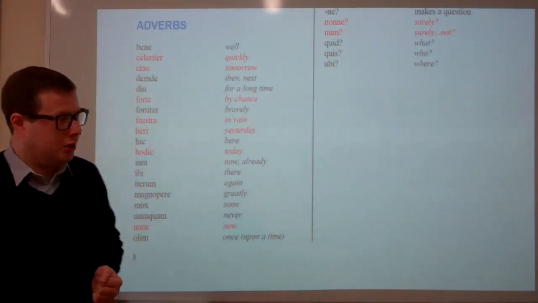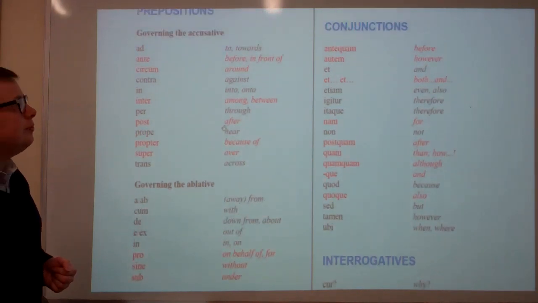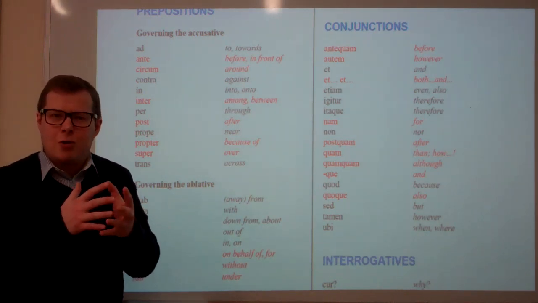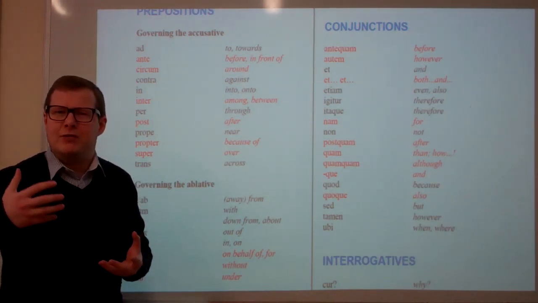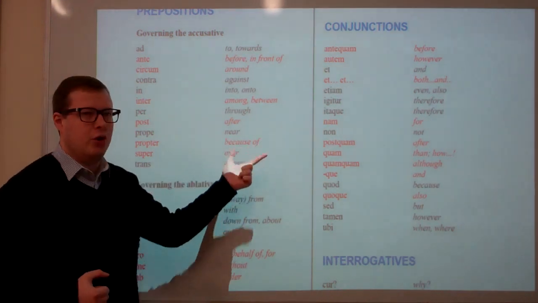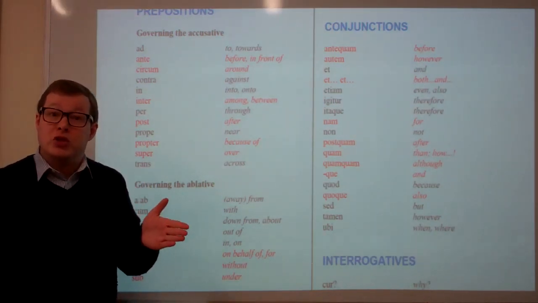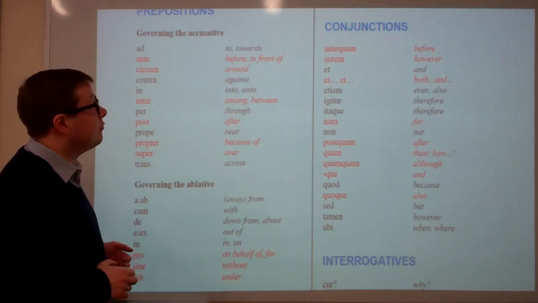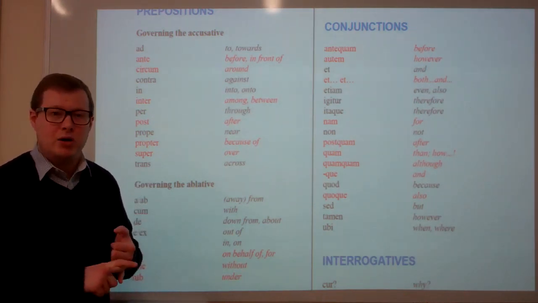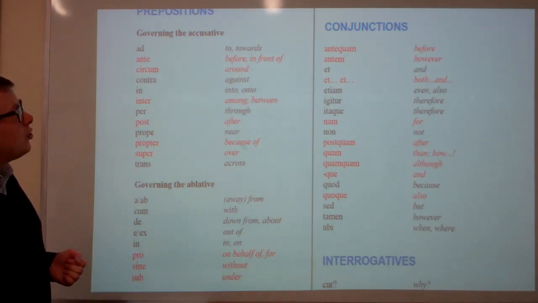Then conjunctions. There are two types of conjunction. We have subordinating conjunctions that introduce subordinate clauses, extra bits of a sentence that give us a little piece of extra information. Those are words like quod, because, quamquam, although, ubi, when, postquam, after, antequam, before. They introduce subordinate clauses. The rest of them are called coordinating conjunctions, joining words like and, but, or, and so forth.